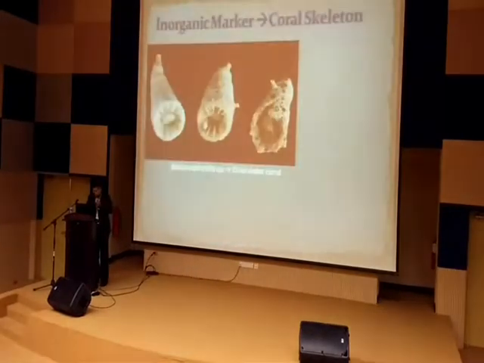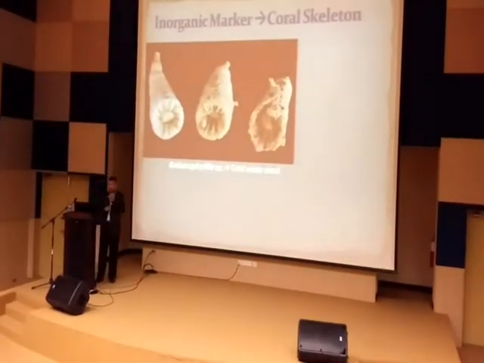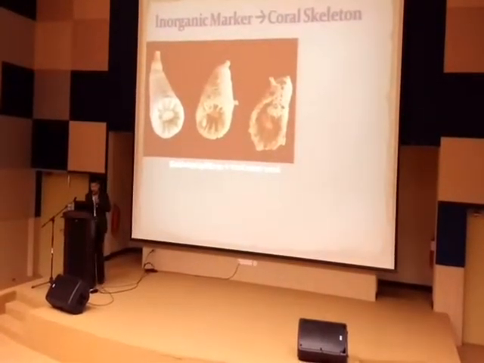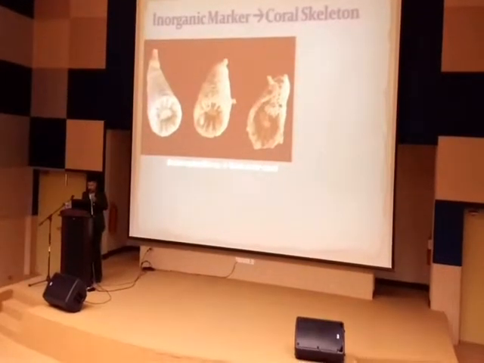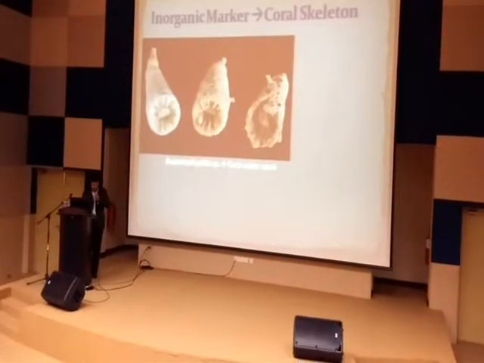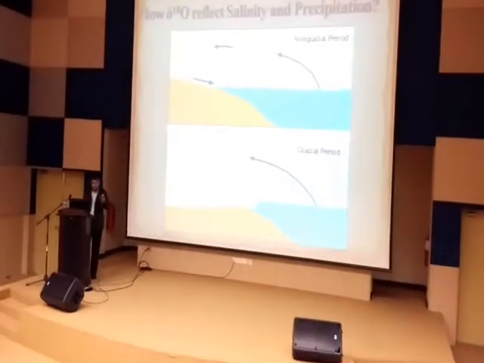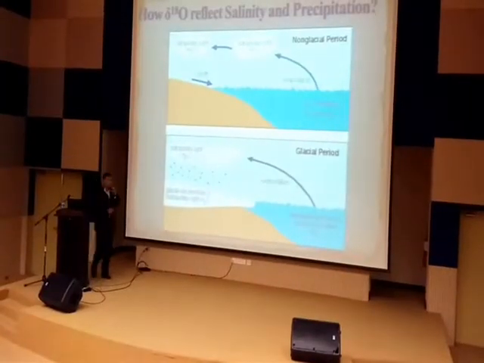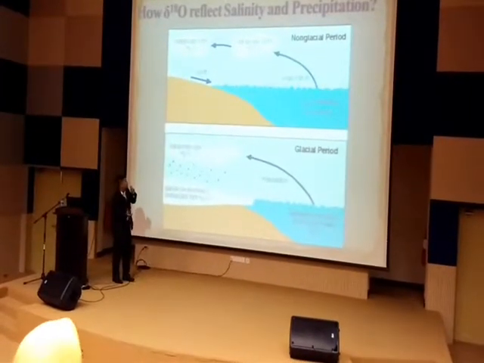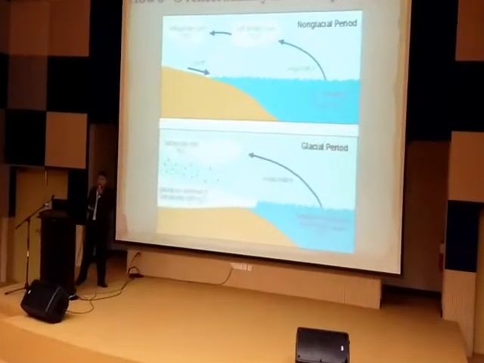Okay, this also we use in the study. It is a coral skeleton for the inorganic marker. Okay, this is how δ18O represents the salinity and precipitation.